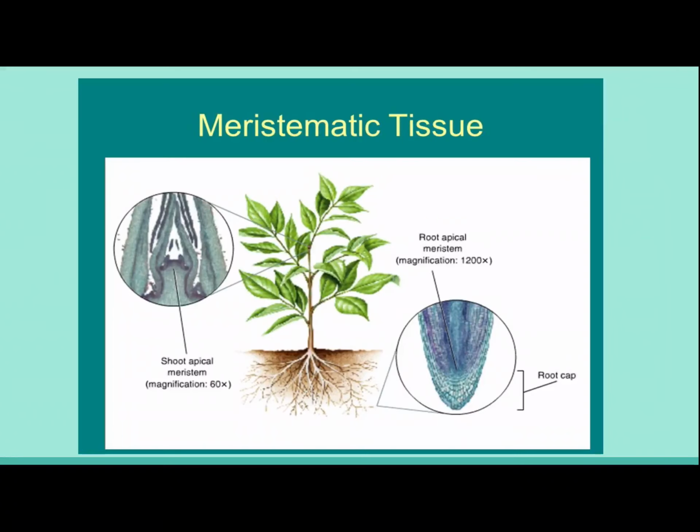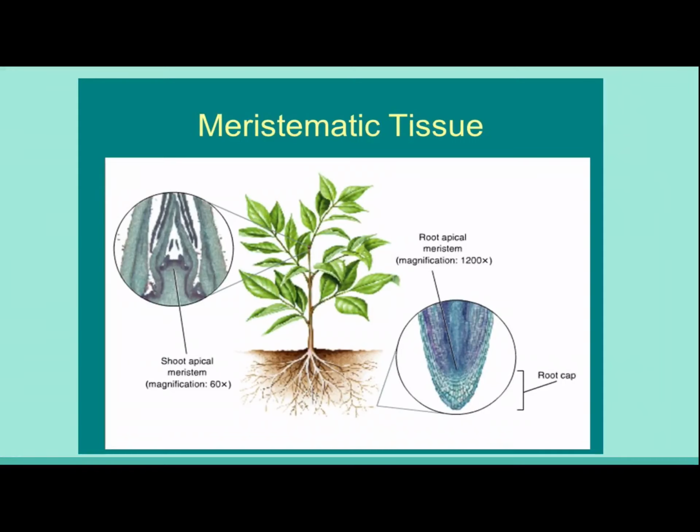Here's a diagram of meristematic tissue. You can see in the root cap, the root tip, where it's kind of clear, that's where the meristem tissue is. As the cells perform mitosis, they push down, so that the root continues to go down through the ground.